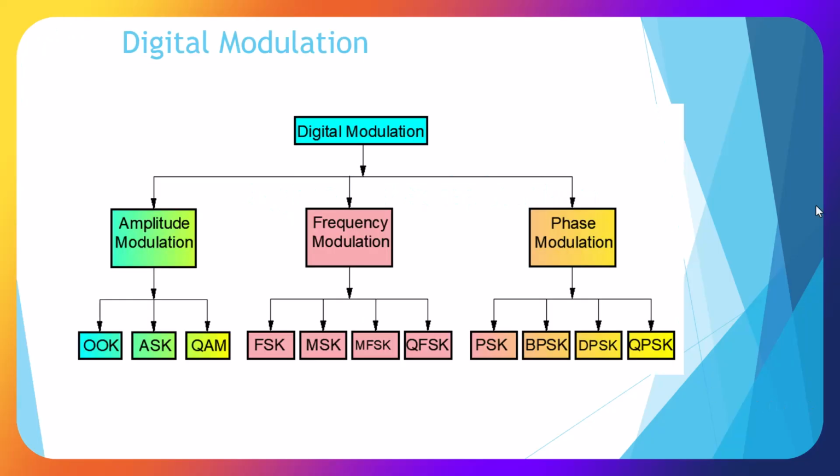Here I've shown a basic chart for digital modulation, and this varies quite a bit among engineers. But anyway, amplitude modulation, where we modify the amplitude of the signal, and we have OOK, on-off keying, ASK, amplitude shift keying, and QAM. Frequency modulation, where we change the frequency, and we have FSK through QFSK. Phase modulation is where we change the phase of the signal, and here's our list of the ones that we're going to cover.